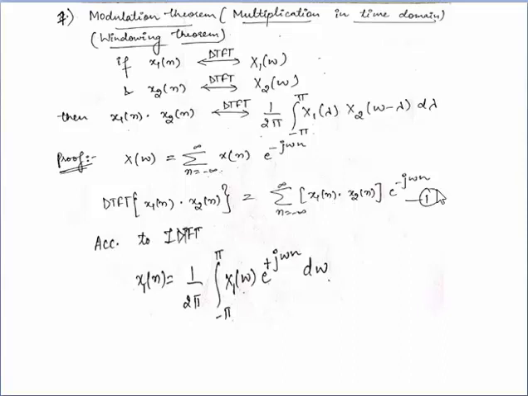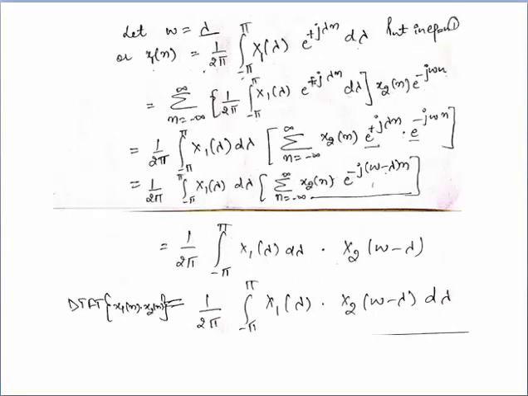Now we have to use the formula of inverse discrete time Fourier transform. According to inverse discrete time Fourier transform, x1(n) is equal to 1 by 2 pi integral minus pi to pi X1(omega) into e raised to power plus j omega n d omega. So assume another variable instead of omega. Let omega is equal to lambda. Therefore x1(n) is equal to 1 by 2 pi integration minus pi to pi X1(lambda) into e raised to power plus j lambda n d lambda.